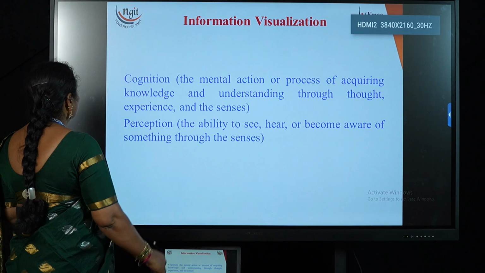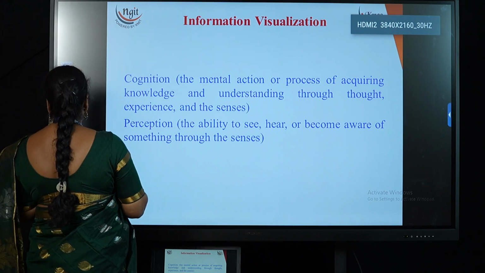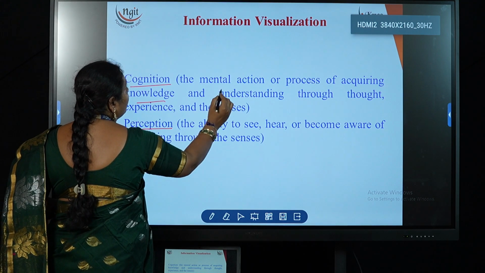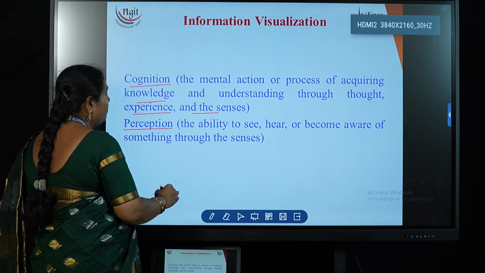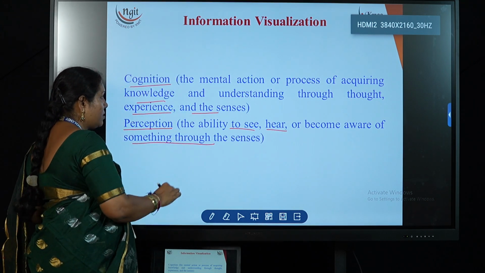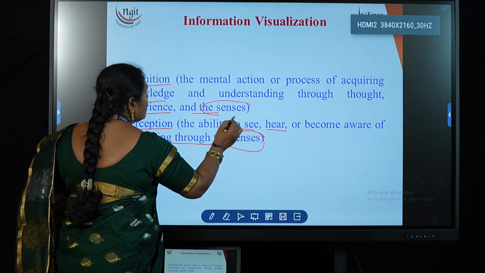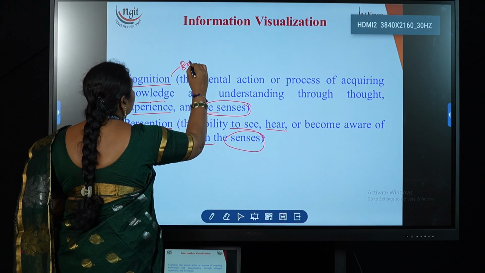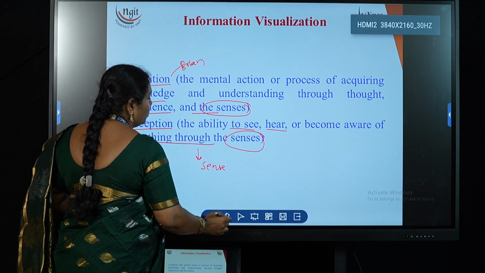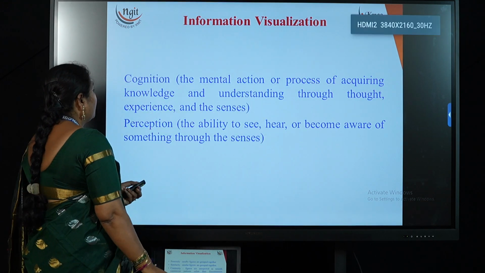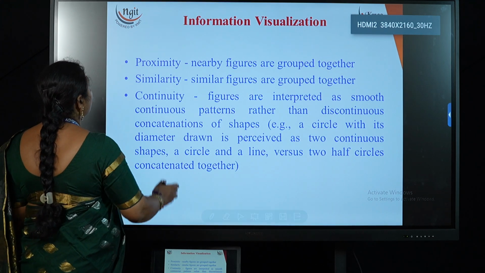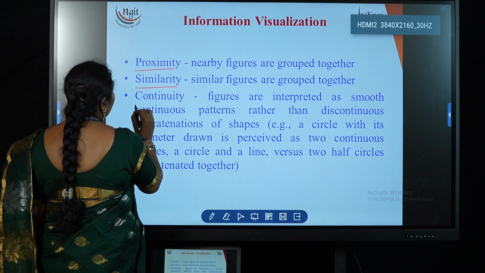So the two things you have to remember are cognition, how you are going to understand, and second one is perception. Cognition is related to understanding, acquiring the knowledge, experience, etc. But perception is to see, hear and become aware of something through the senses. So this is also through the senses, but it is highly related with the brain, and perception is highly related with our sense organs, right? So this is the difference between perception and cognition.